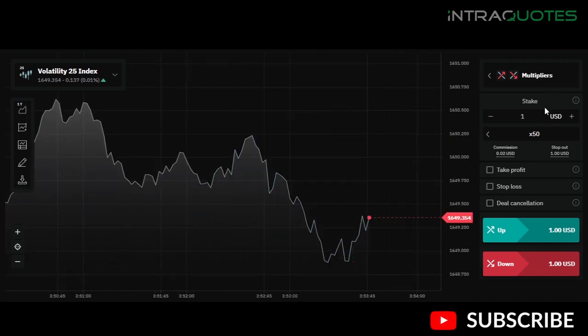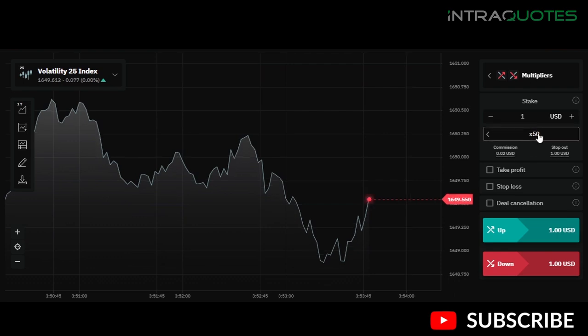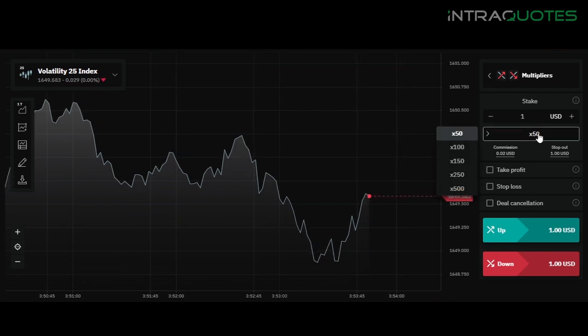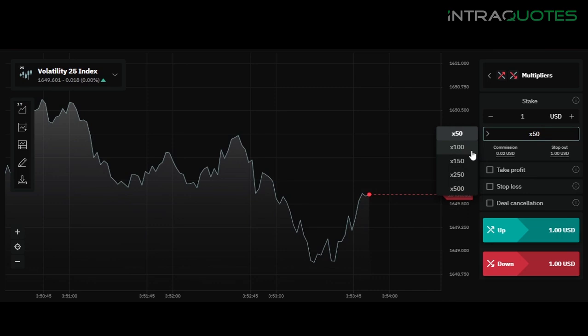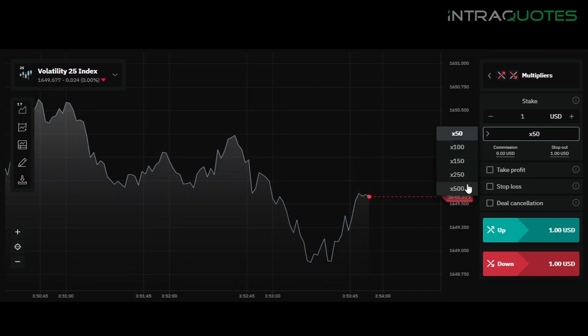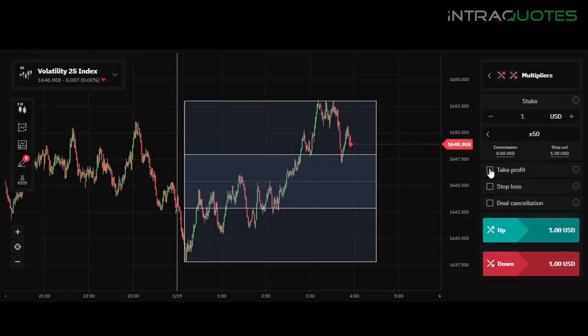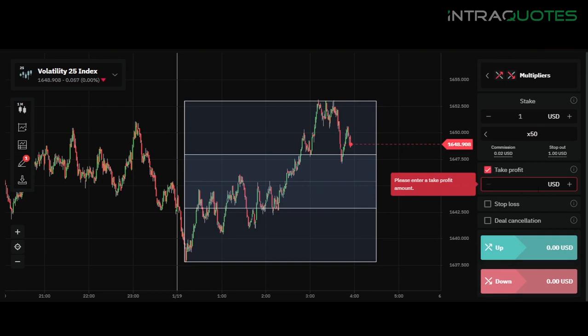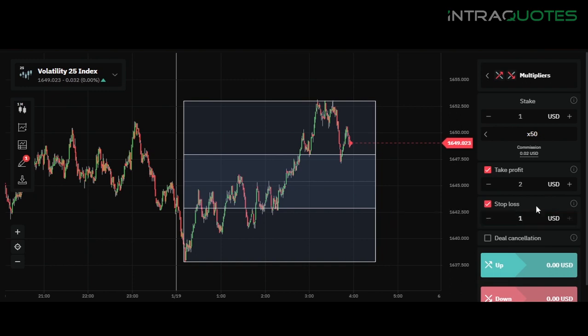Now let's see how to open a multiplier trade order. We can see at the beginning that here we have the option to select our trade multiplier. We will select the maximum 500% here. I will put $2 in take profit. That means if there is a profit of $2 in the trade, it will be closed automatically. And stop loss, we will keep $1, means if there is a loss, maximum loss will be our entire investment. We can keep 50% stop loss or less if we want to.